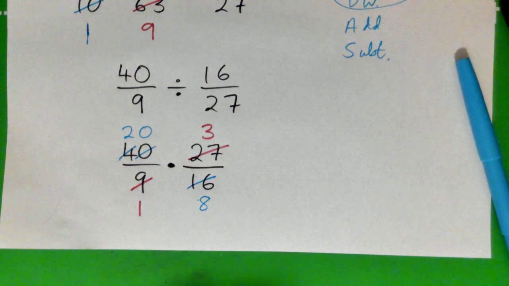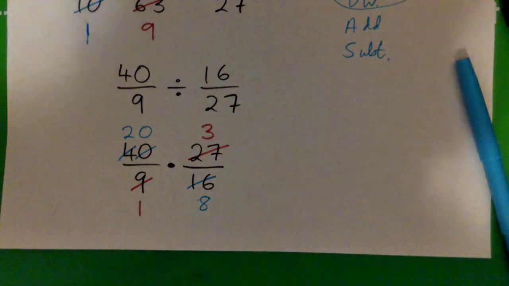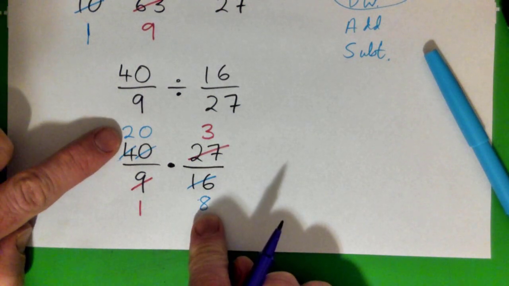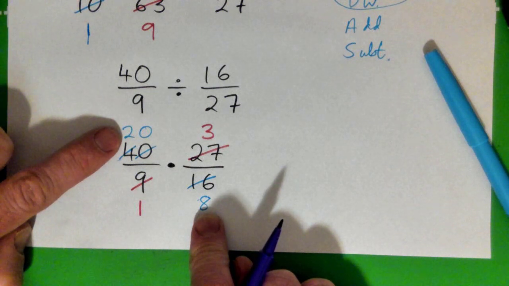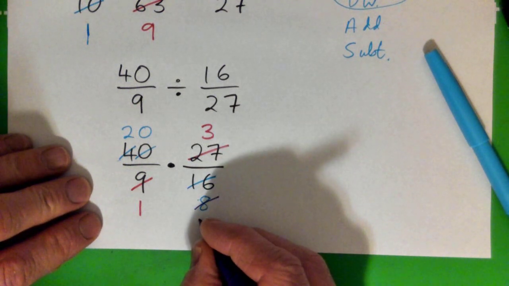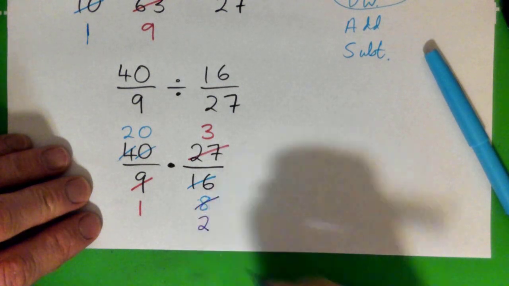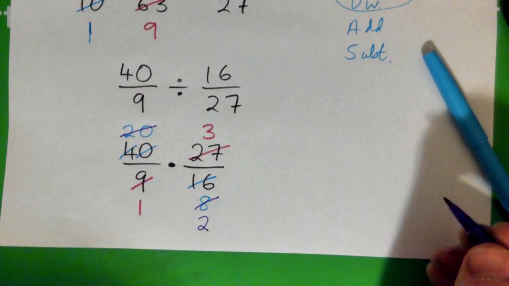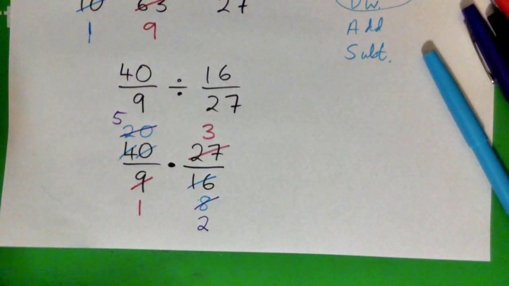Anything else cross-cancel there? How about 20 and 8? Two, yeah, or what else? How about four? Right, 4 into 8? Two 4s are 8, right? And 4 into 20? Yep, good.